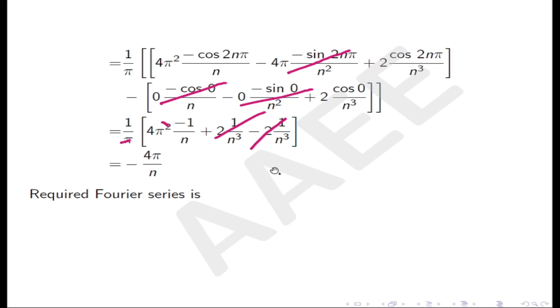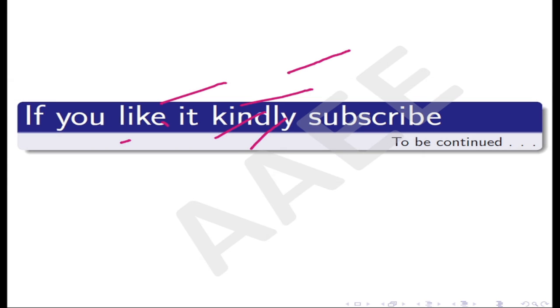the required Fourier series is f of x is equals to 4 pi square upon 3 plus summation n varies from 1 to infinity, 4 upon n square cos of nx minus 4 pi upon n sin of nx, and hence it is the end of this session.